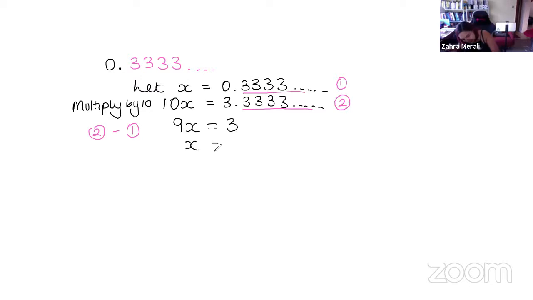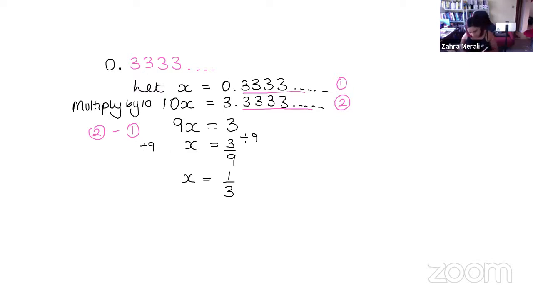And so I'll get x equal, divide both sides by 9. So divide by 9 and divide by 9. 3 over 9. I can cancel that down and I get 1 over 3. And you could double check it. You could stick 1 over 3 into your calculator and you should get 0.33333.